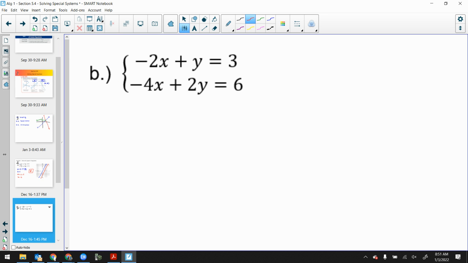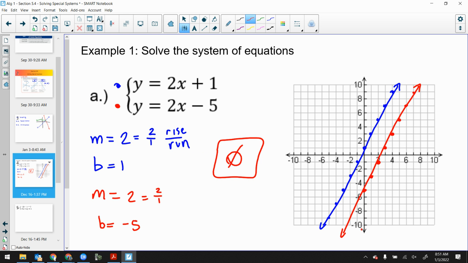Okay. Let's take a look at B. Yes, sir. So if the slopes are the same, it will always be no solution, right? Nope. Because what would have happened if I would have done this? Thank you for asking. Are the slopes still the same? Yeah, but the line's the same.